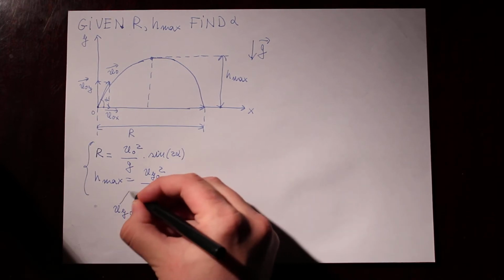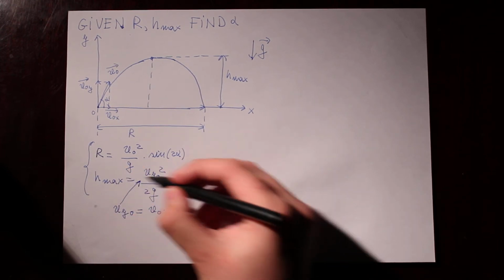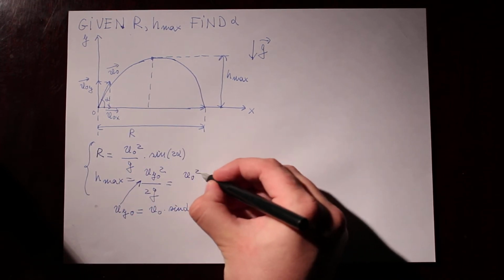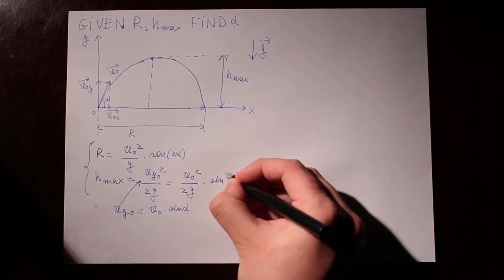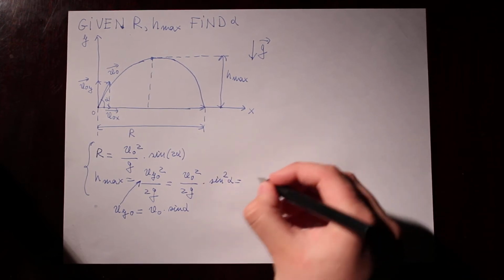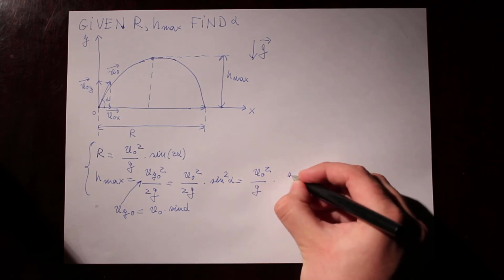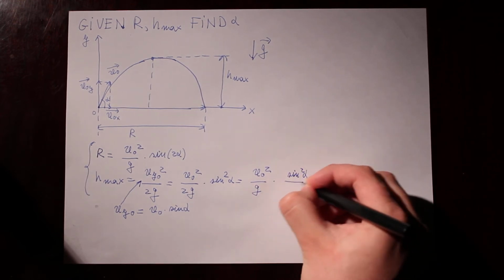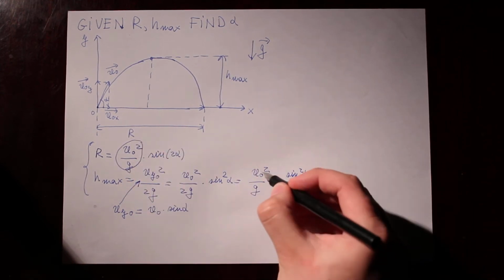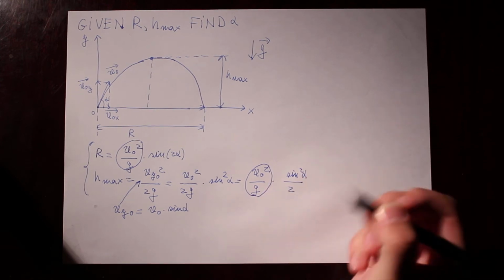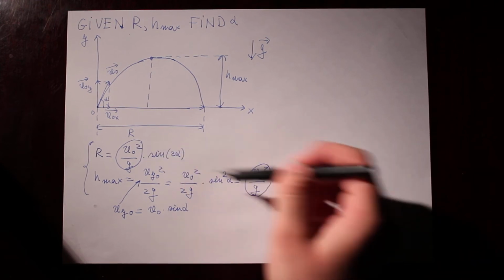And so what we're going to do is plug this formula here. And we have h max equals v sub 0 squared divided by 2g times sine squared of alpha. Now this equals v sub 0 squared divided by g times sine squared of alpha divided by 2. Now if you look carefully, you'll see that this quantity here is exactly the same as this quantity here. And so we are going to write r in terms of h max using this.